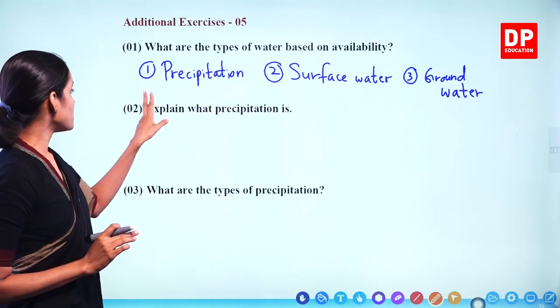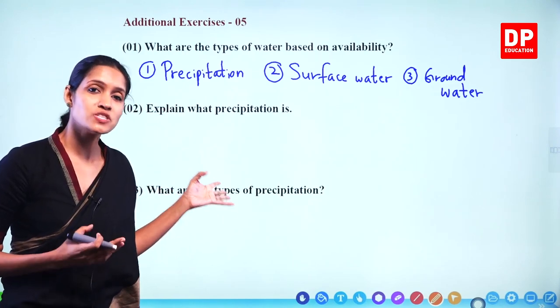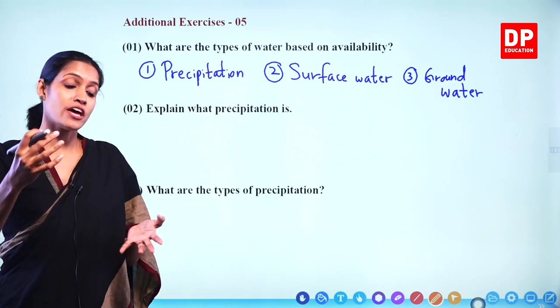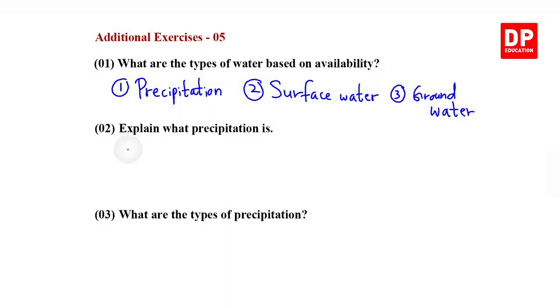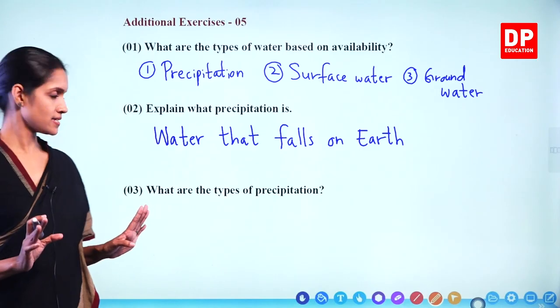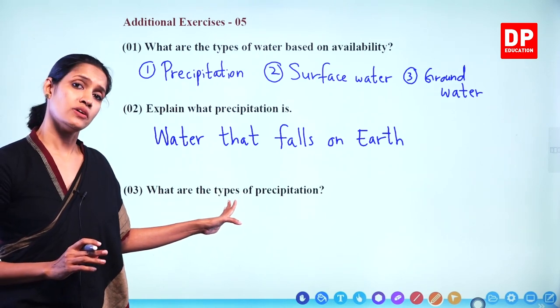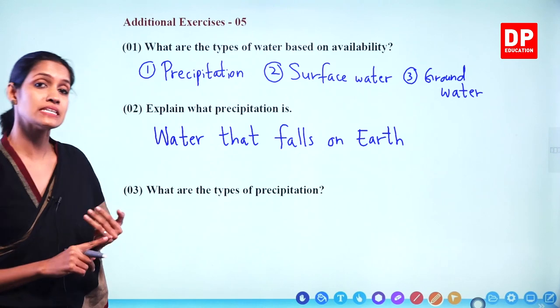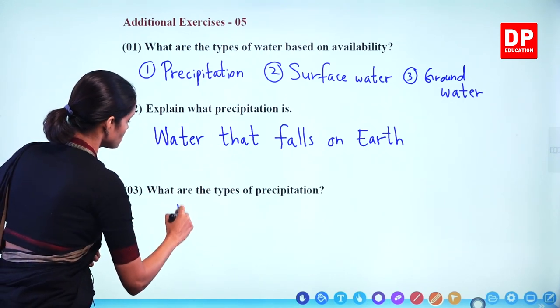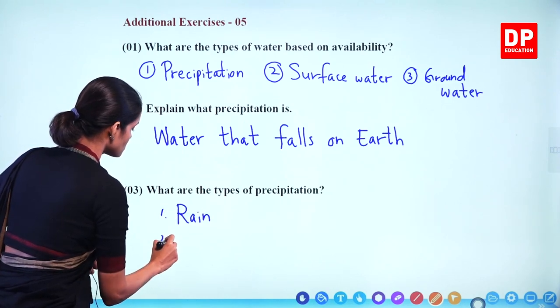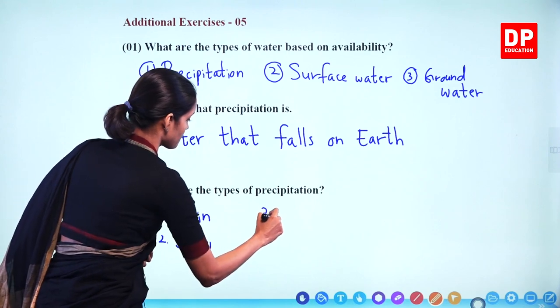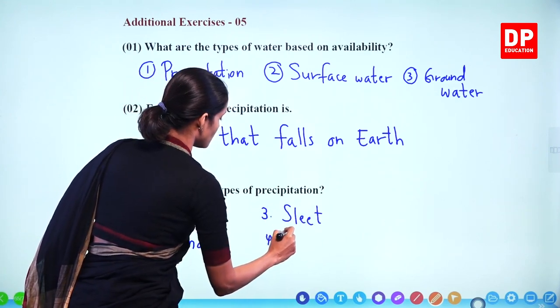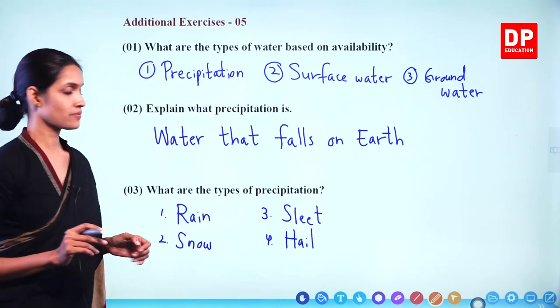Understand, right? Explain what precipitation is. What is precipitation? Water falling onto earth. Water that falls onto earth is known as precipitation. Right? What are the types of precipitation? I explained four different types: rain, hail, sleet, and snow. We will write: rain, snow, sleet, hail. We discussed these things. Understand? Right.